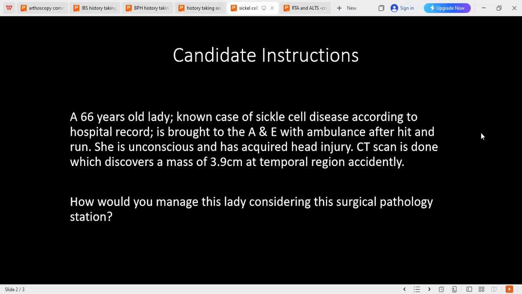Why is it important to know, or how would management differ, because the patient already has sickle cell disease? Some complications may occur in a patient with sickle cell disease. What is sickle cell disease, please? Sickle cell disease is a common hereditary hemoglobinopathy.